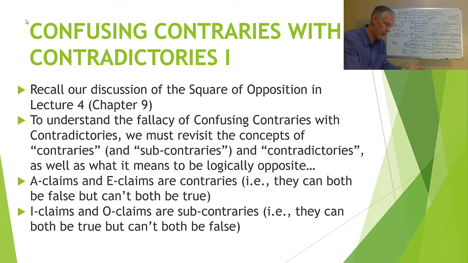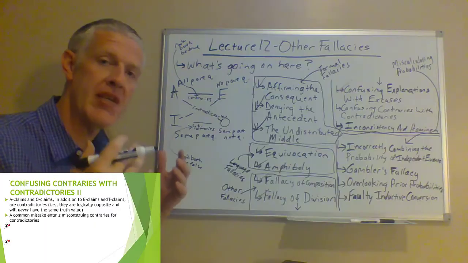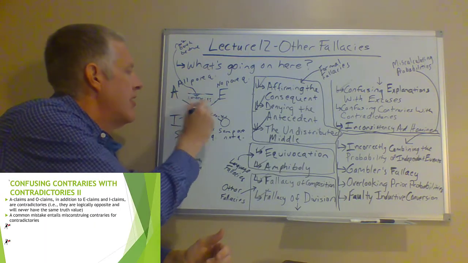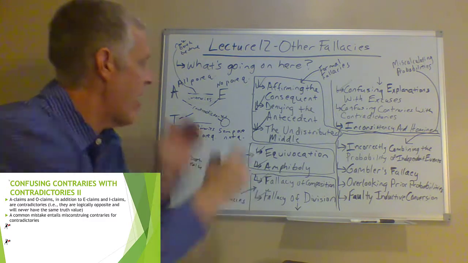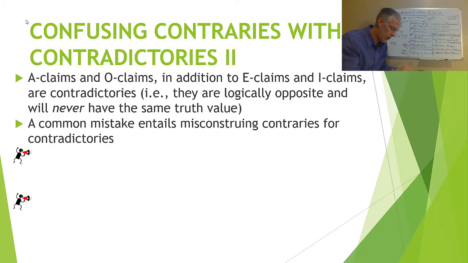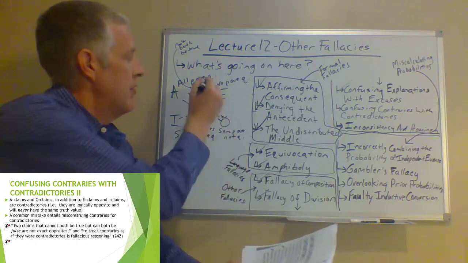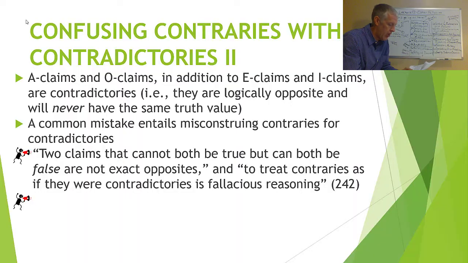That was the main point then on top of slide 12. So as I mentioned, this mistake comes down to losing sight of that, and then talking about these A and E claims as if they're actually logically opposite. And so this quote, page 242, the second from the bottom quote here: "Two claims that cannot both be true but can both be false are not exact opposites." And: "To treat contraries as if they were contradictories is fallacious reasoning." Again, that's from page 242.